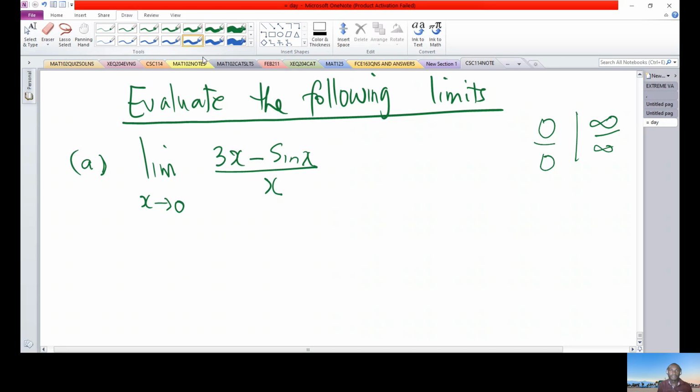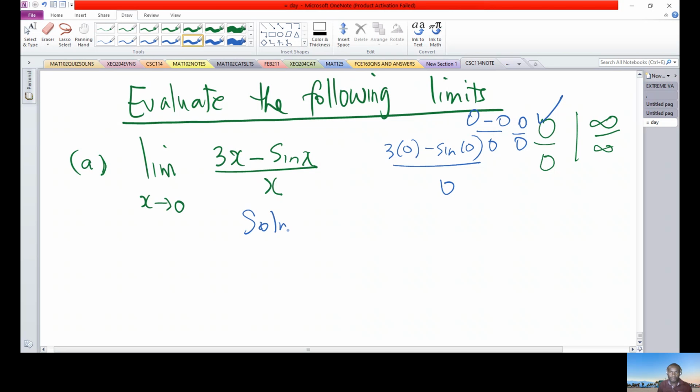So, solution. When you put in 0, the first thing you test is 3 times 0 minus sine 0 over 0. 3 times 0 is 0, minus sine of 0 is 0, so 0 minus 0 is just 0 over 0. Therefore, it satisfies the first indeterminate form, 0 over 0, so L'Hopital's rule can apply.